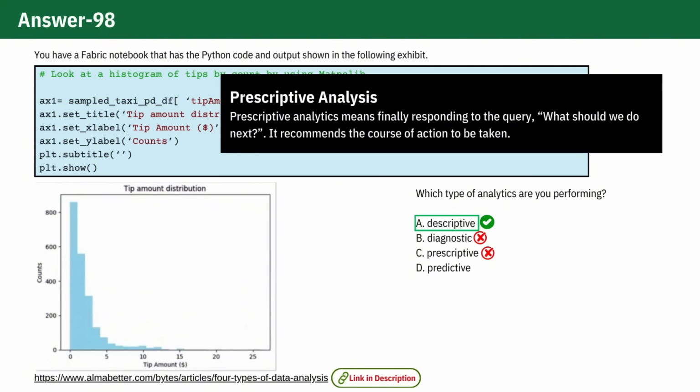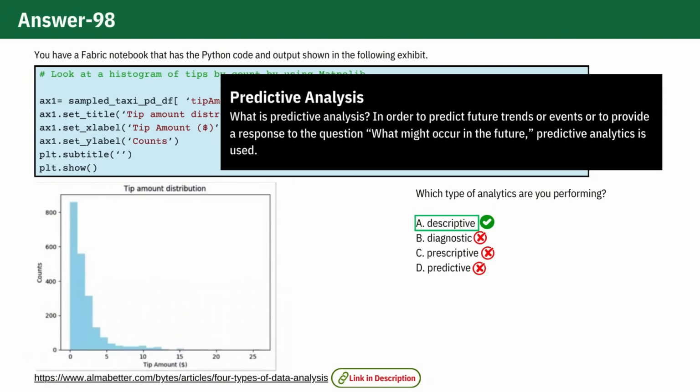C. Prescriptive analytics. This involves recommending actions based on the data. Prescriptive analytics might use optimization algorithms to suggest the best course of action. The histogram doesn't suggest any actions, it only describes the data. D. Predictive analytics. Predictive analytics uses historical data to make predictions about future events. Techniques like regression analysis, machine learning, or time series forecasting are used. The histogram doesn't predict future tip amounts, it just shows past data.